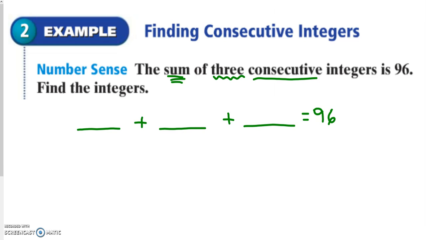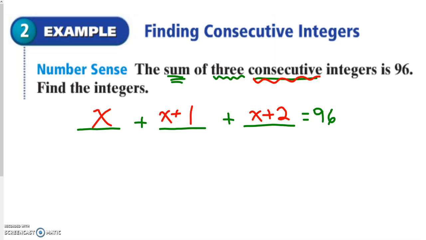So since we don't know any of our numbers, I know my first one could be a variable like x. Now the clue here is that these are consecutive. So the next number has to be one bigger than the first. Well, the first number we said is x, so the second one would be x plus 1. And then the next one would be one bigger than that, so it would be x plus 2. And now, this looks like a three-step equation.